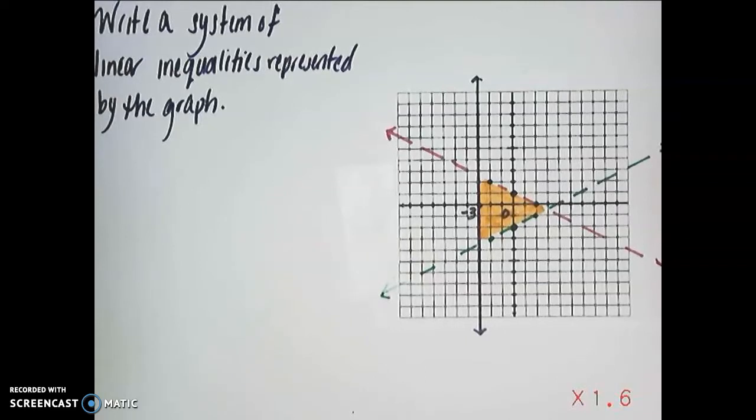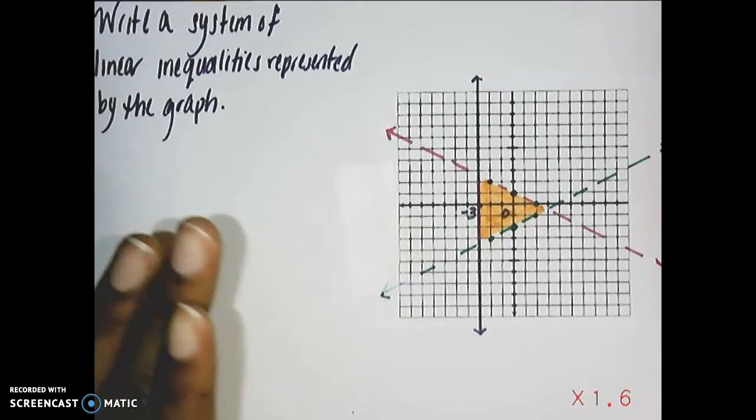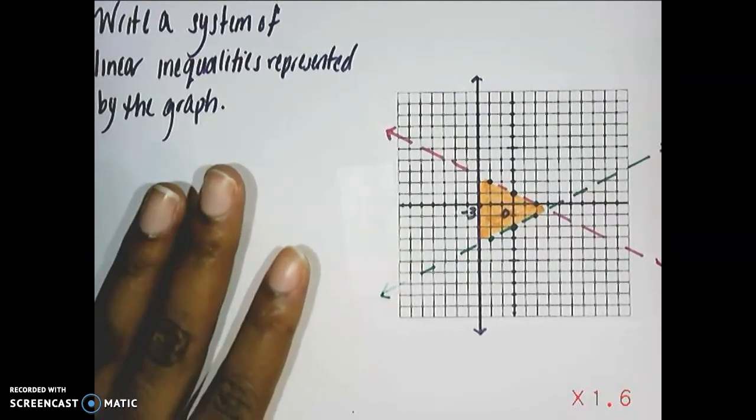Okay, folks, so this is example number 4. It says write a system of linear inequalities represented by the graph. So one of the first things that we need to do is figure out how we're going to label this.